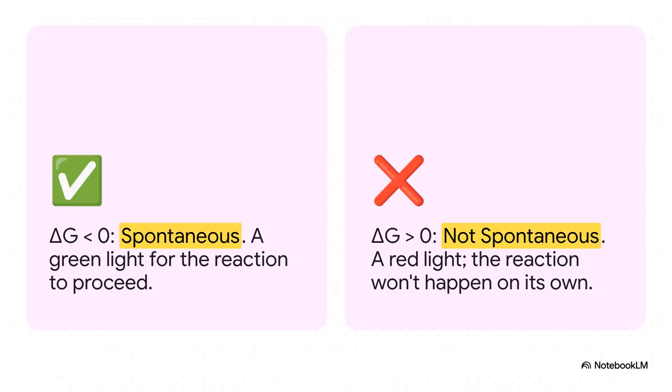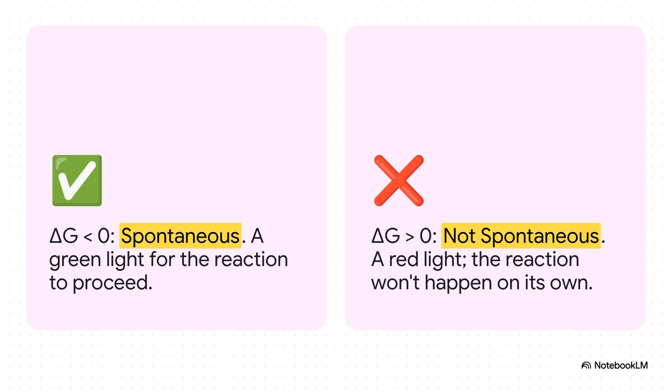The easiest way to think about delta G is like a traffic light. If it's a negative number, that's a green light. The reaction is spontaneous, which means it wants to happen. If delta G is positive, that's a hard red light. Nature says, nope, not happening. And if it's exactly zero, that's your yellow light. It's a state of perfect balance, called equilibrium.